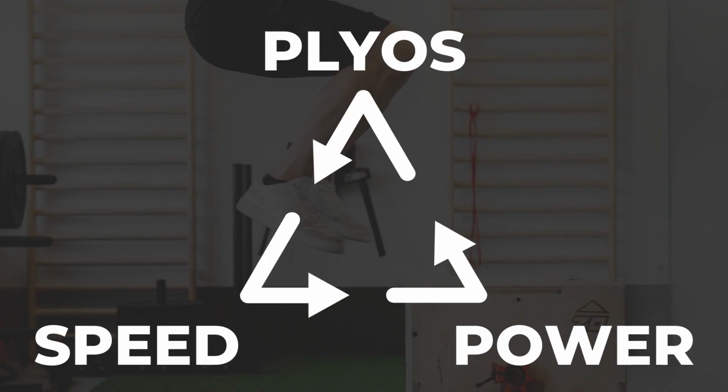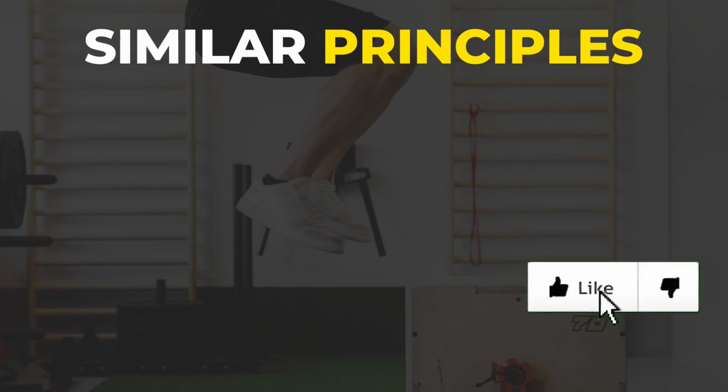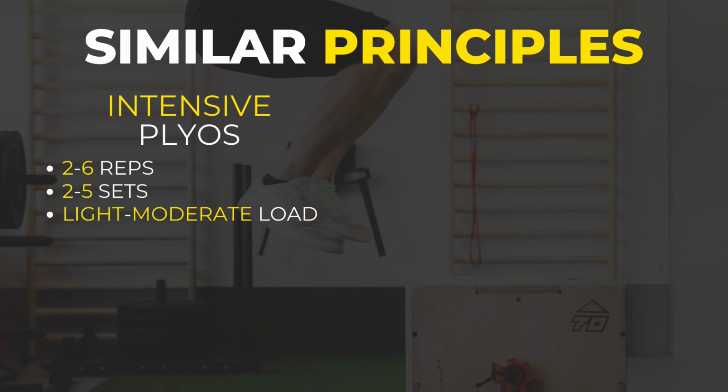So since plyometric exercises are used for power and speed development, it makes sense to use the exact training principles you use to develop those qualities. So for intensive plyos, consider a low training volume of 2 to 6 reps and 2 to 5 sets with varying resistance based on your training goal in a 3 to 5 minute rest period. Make sure to take all that rest time.